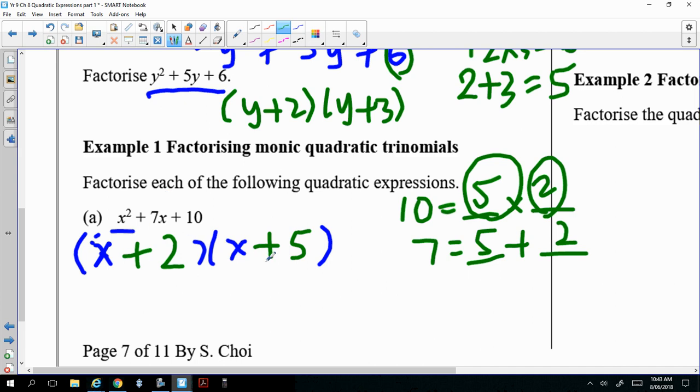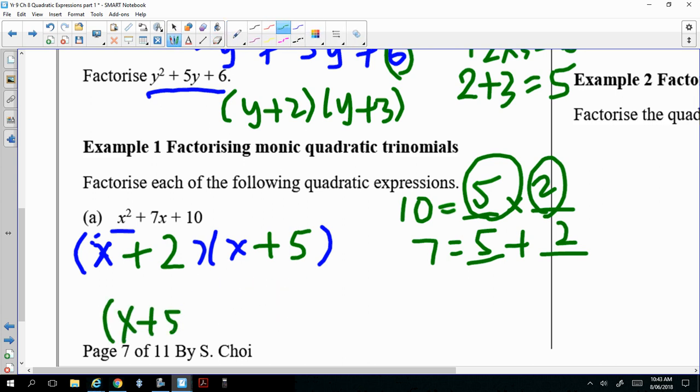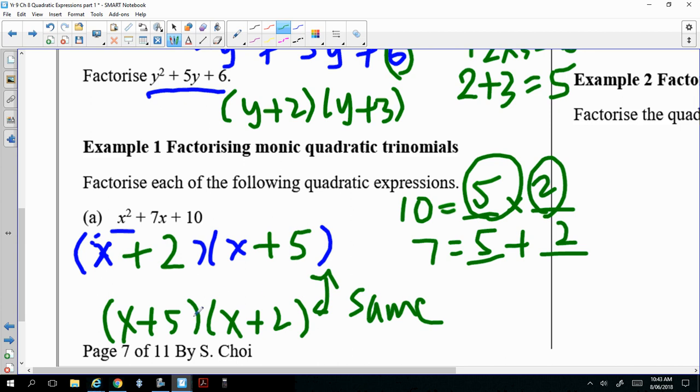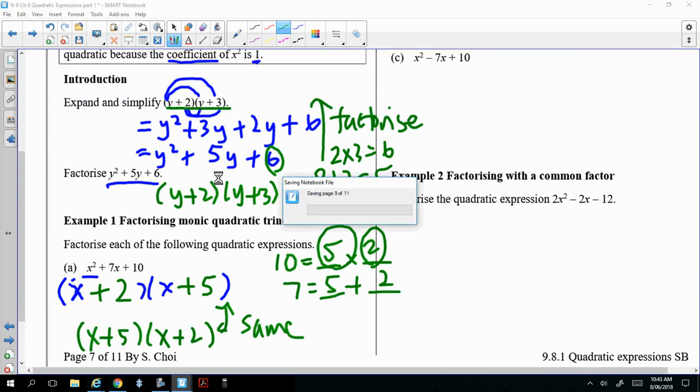Well, it doesn't matter because a times b is the same as b times a, isn't it? So if I write x plus 5 and x plus 2, that will still be correct because it doesn't matter which order you write them. They are the same. As long as you get these numbers right. It has to be a 5, has to be a 2. Yep. Any question? Now, with this simple one, the harder one will involve some negative numbers. So if you're good at mental strategy, you will be able to do this very easily. All right, let's try the next one. Let's see how it works.